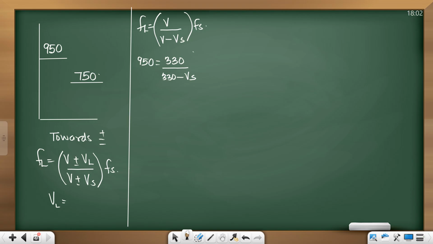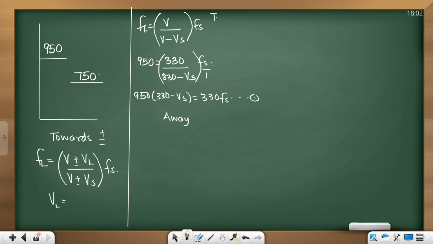Now, we do not know the frequency of the listener. Guys, look at what I'm going to do. Here's what I want you to see. This is over 1. 950 multiplied by 330 is equal to 330 Fs. Equation 1.